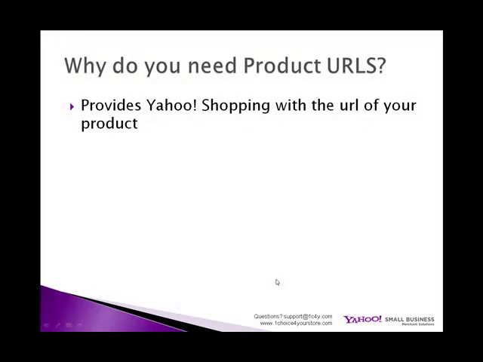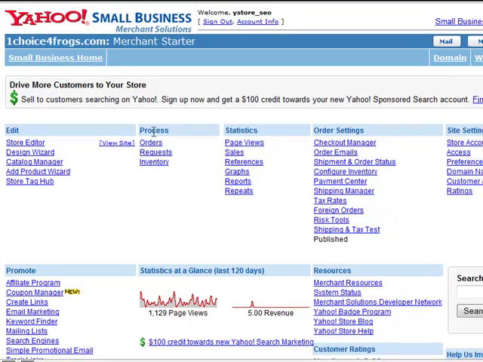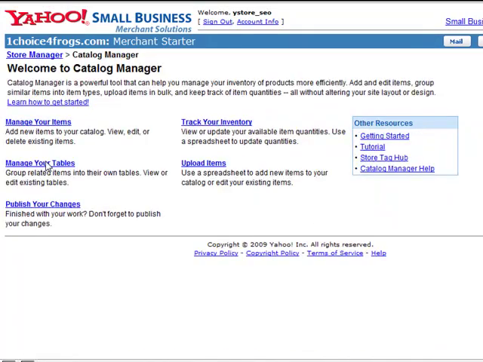Product URLs provide Yahoo Shopping with the URL of your product, but it also helps to provide the URL of the product used for the Keep Shopping link in checkout. Now that we understand what the product URL does, let's go ahead and learn how to update that field.